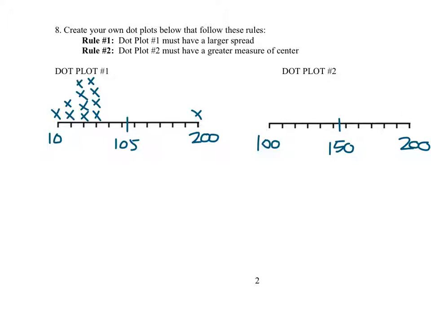So I just need more values to be higher rated over here. Something like this. And this would give us a higher measure of center for dot plot number 2, which is slightly emphasized. And dot plot number 1 has a greater spread though.